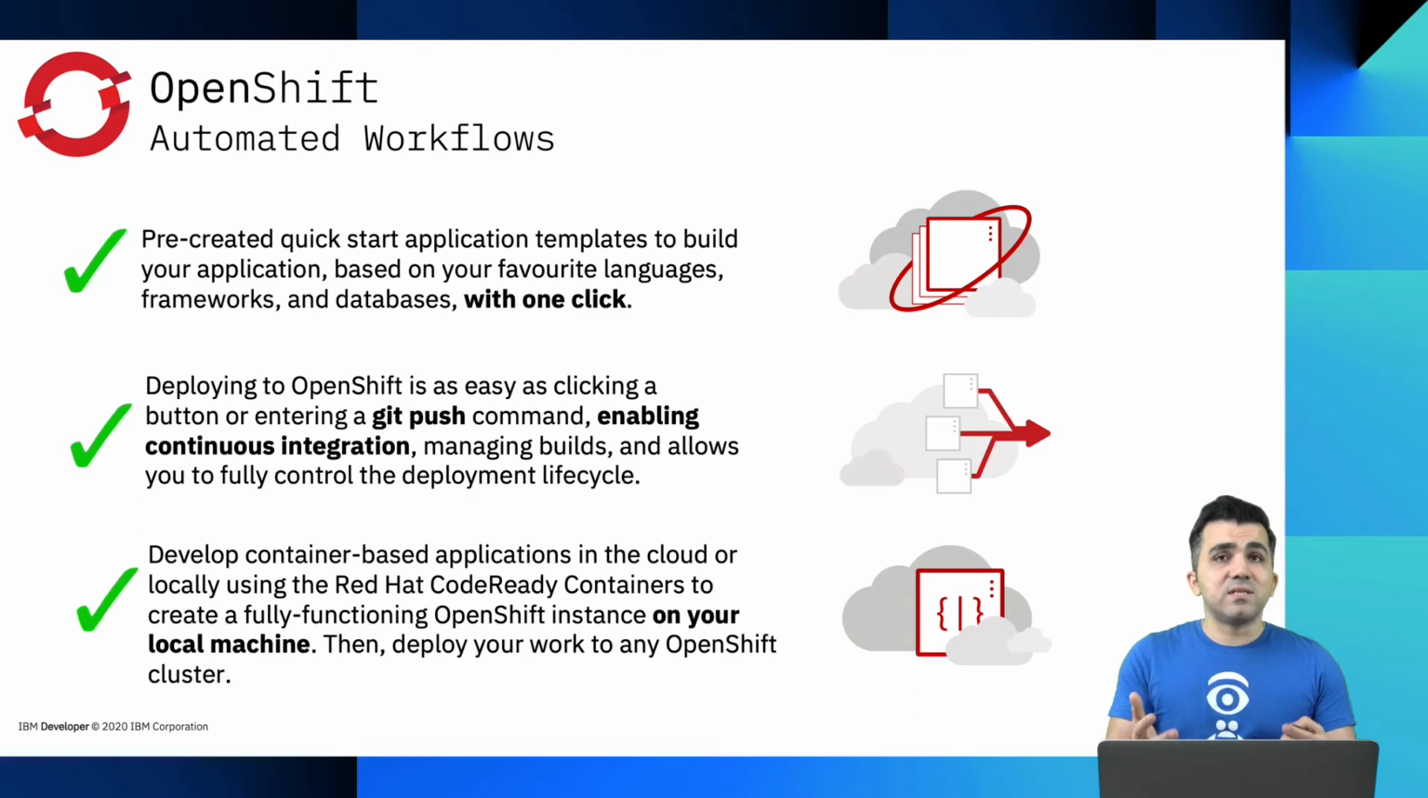Second, you as a developer want to focus on coding and not worry about what's going to happen in the background. Or let's say you want to commit and push. Deploying to OpenShift is as easy as clicking a button and enabling continuous deployment. Whether you push your updates from your Git or manually update your images and containers, OpenShift allows you to fully control the deployment lifecycle by enabling continuous integration.